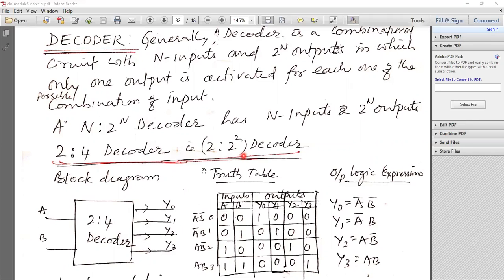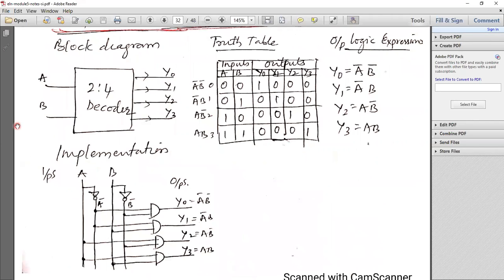Basically, the block diagram consists of 2 inputs labeled as A and B, and it derives 4 outputs: Y0, Y1, Y2 and Y3. For writing the truth table, also called the functional table or function table, inputs are written as A and B, and the outputs derived are Y0, Y1, Y2 and Y3. What are the possible combinations of A and B? 0 0, 0 1, 1 0 and 1 1. That is A bar B bar, A bar B, A B bar, A B.